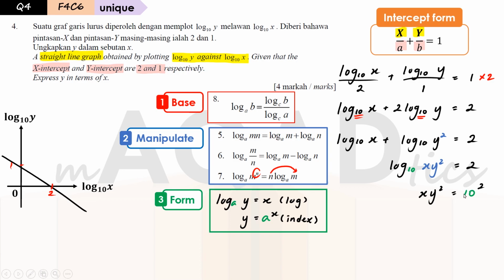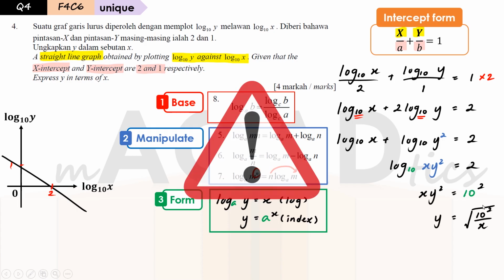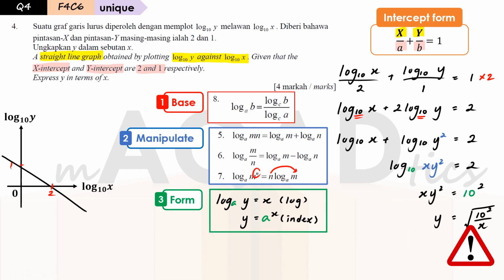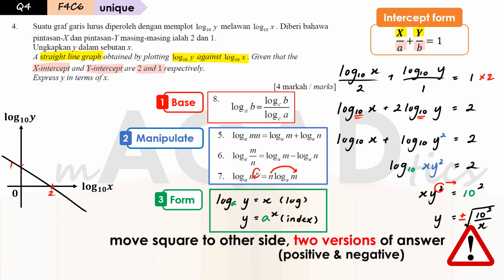Alright, so now you can see there is no logs already. Then we can solve the equation by expressing y in terms of x already. Okay, so move everything which is not y to the right side and remain y on the left. Okay, so for the x here, we can move it, and here will be divide by x, and the square we can move to the other side, then it will become a square root. Alright, but here there's a thing to note. If you remember, every time that we move the square to the other side, it will become a square root, and there will be two versions of the answer. One is the positive version, and one is the negative version.